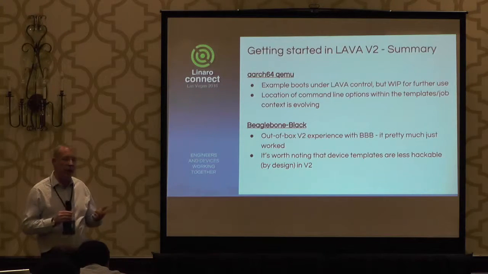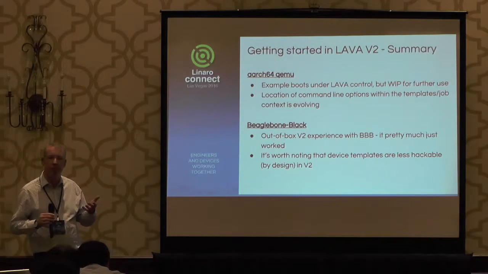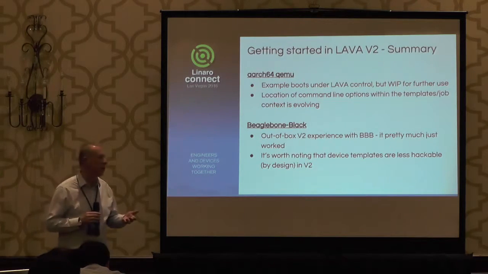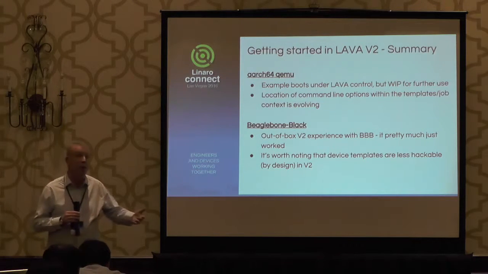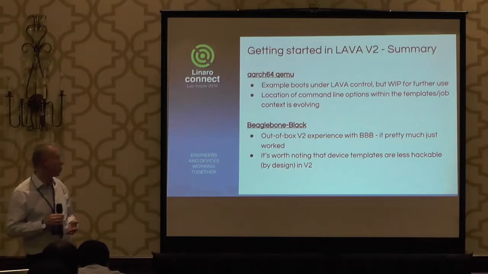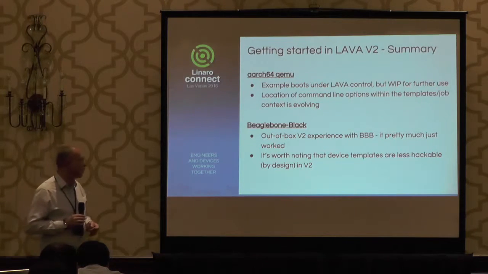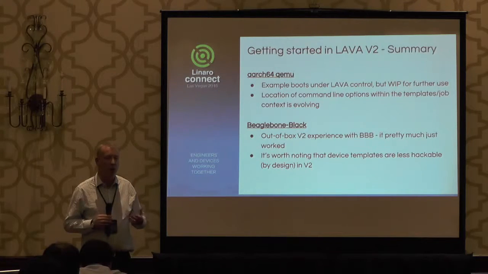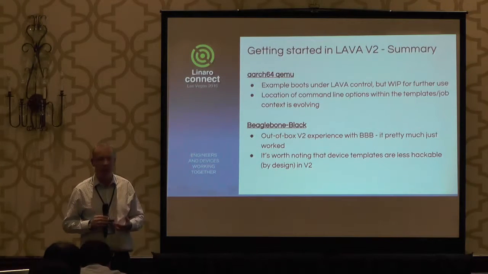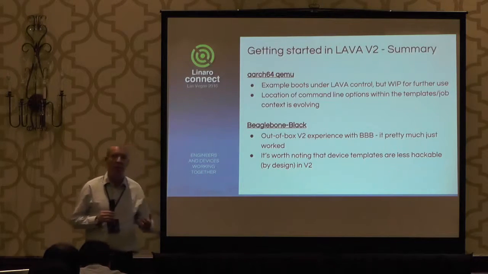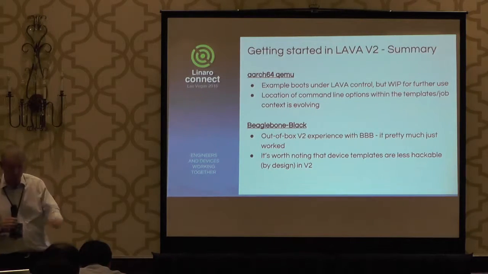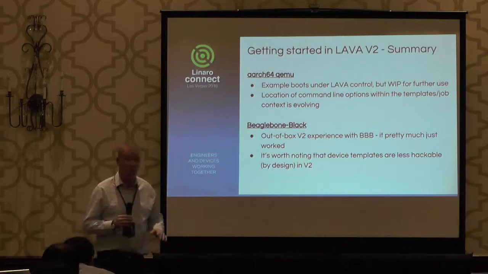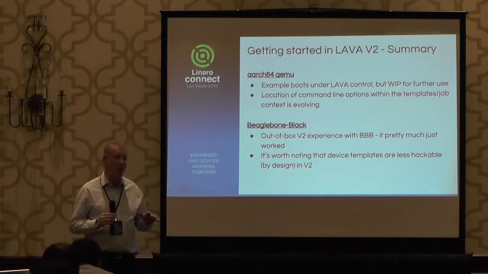For QEMU, we are looking at how we put the command line options, some within the job, some within the template, because for QEMU, you can decide things very late in the chain as to what options you want. And so that's evolving. BeagleBone Black, I would say, is very much a smooth out-of-box experience with Lava. If you wanted a platform to get started with a physical one, then if you get a BeagleBone Black and you put the Debian version of U-Boot on it, most important, then you'll find that it kind of just works.